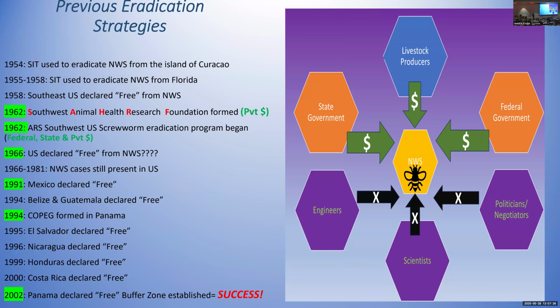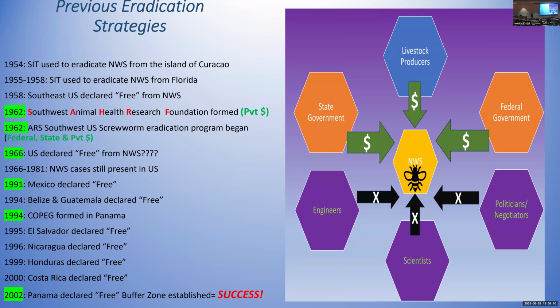You can't make this up. I mean, it was almost unimaginable that this took place. We started in 1962. Again, the private sector formed the Southwest Animal Health and Research Foundation, private monies. The coordinated program started in 62. 1966, the U.S. was declared free of screwworms. I got a bunch of question marks behind that because I take exception to that. In reality, we still had screwworm cases from 1966 to the early 80s.